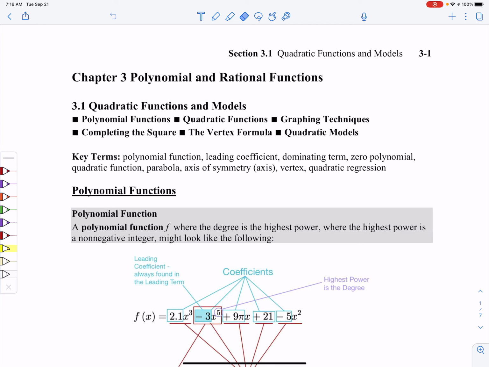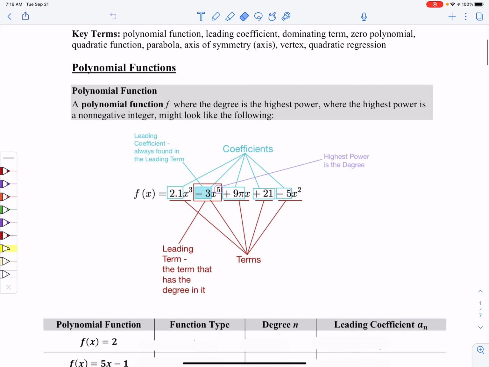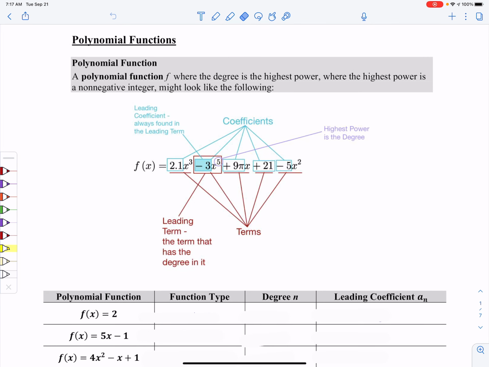This is the video on section 3.1 where we're going to be dealing with quadratic functions, quadratic models, and we're also going to be looking at an introduction to polynomials. So the very first thing I want to do is have you look at what a polynomial might look like. I've given you an example of a pretty ugly polynomial.